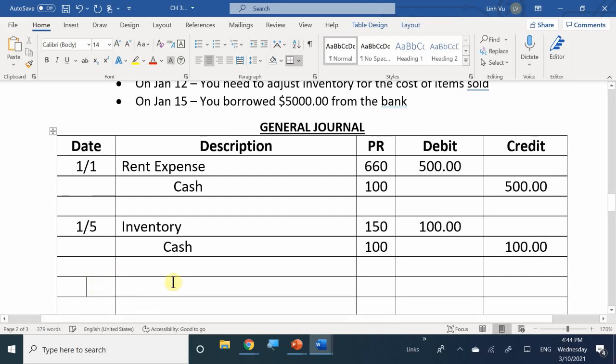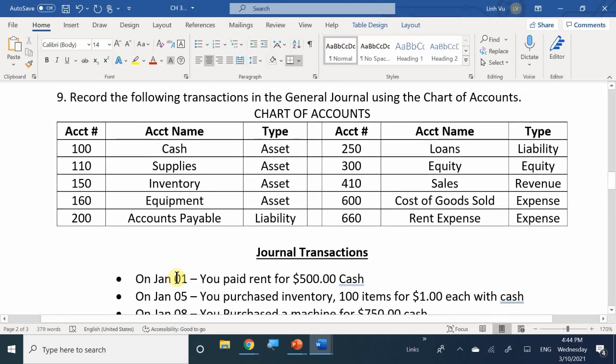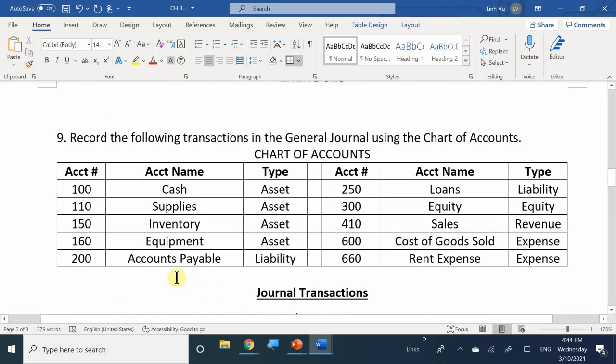Good. Let's see what happened next on January 8th. January 8th, you purchased a machine for $750 cash. Let's look at my chart of accounts. Do I have a machine? You have equipment, because a machine is considered equipment. Yes, there you go. How did I pay for it? You paid with cash. We paid with cash once again.